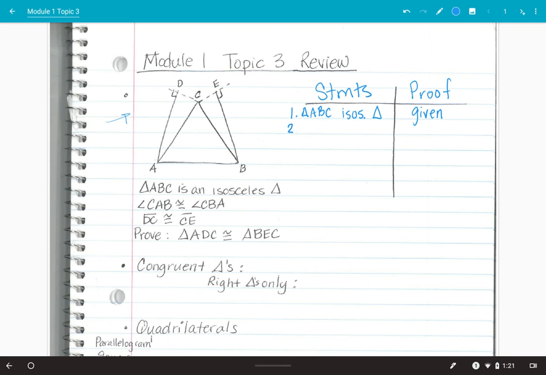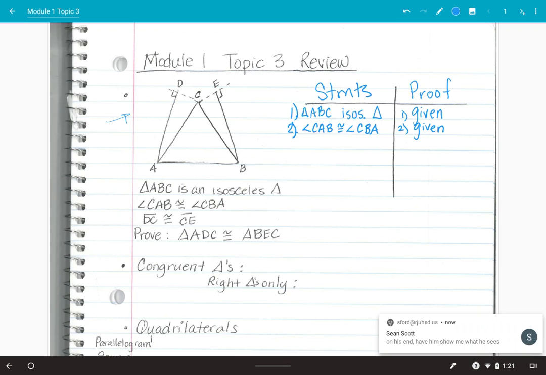Next one, it's telling me that angle CAB is congruent to angle CBA. Again, it is given. And when you do these, I would actually draw it on a piece of paper and then mark what you do know. Okay? Mark what you know.